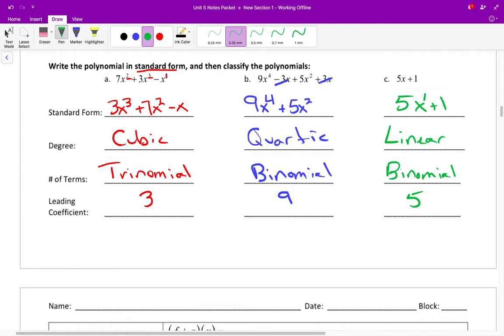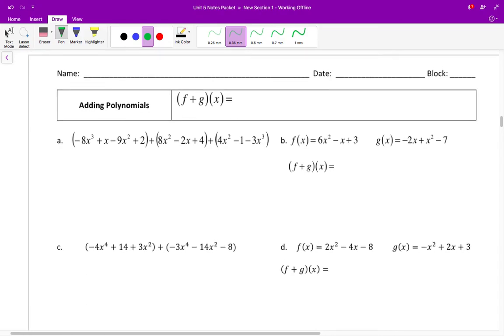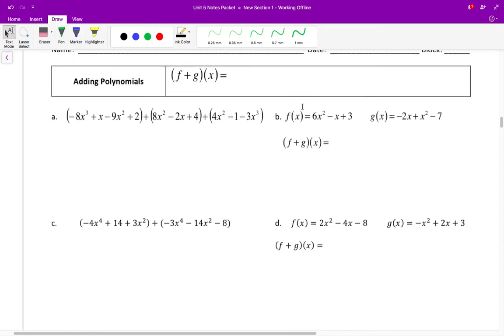Alright, so let's talk about some operations we can do with polynomials. We're going to start by looking at adding. If you ever see this notation where it says f plus g of x, really all that's saying is take the 2 functions and add them together. In other words, take f of x and add it to g of x. So, don't get weirded out by that, it's just a different way of saying it.